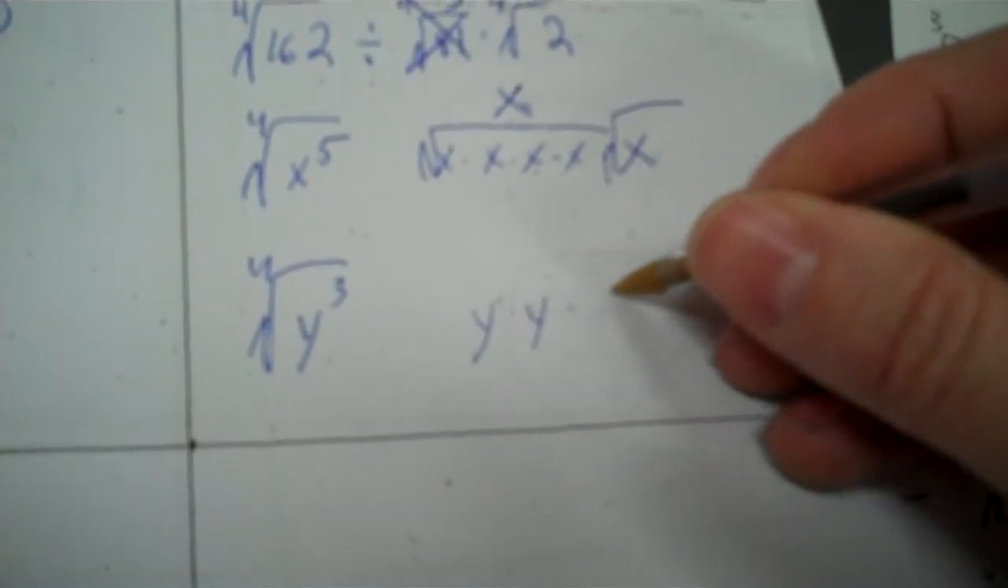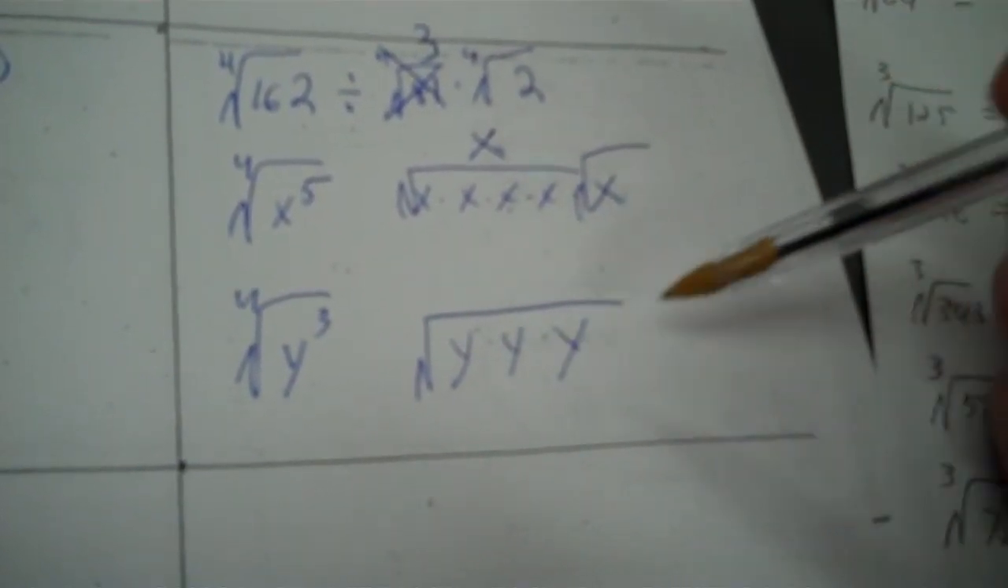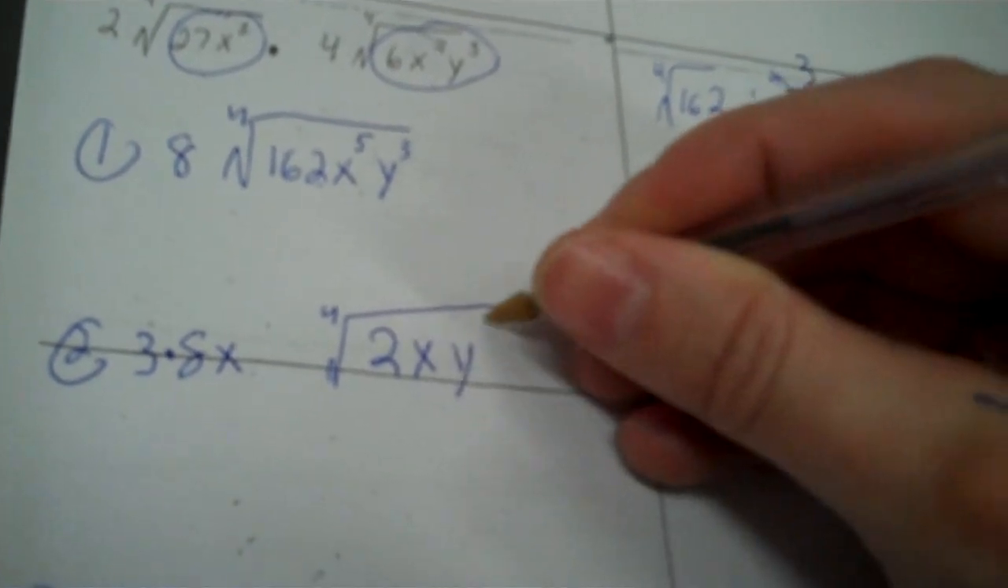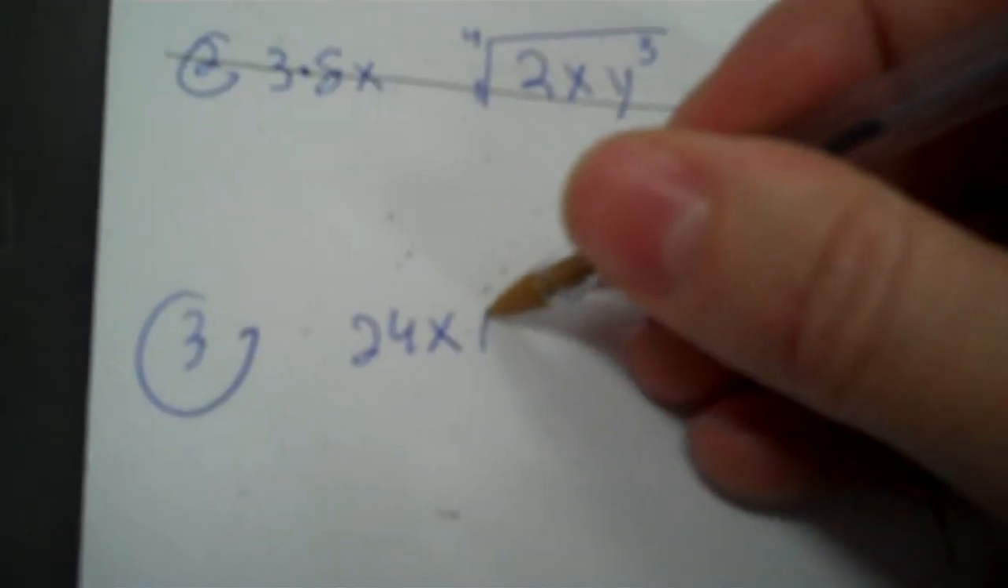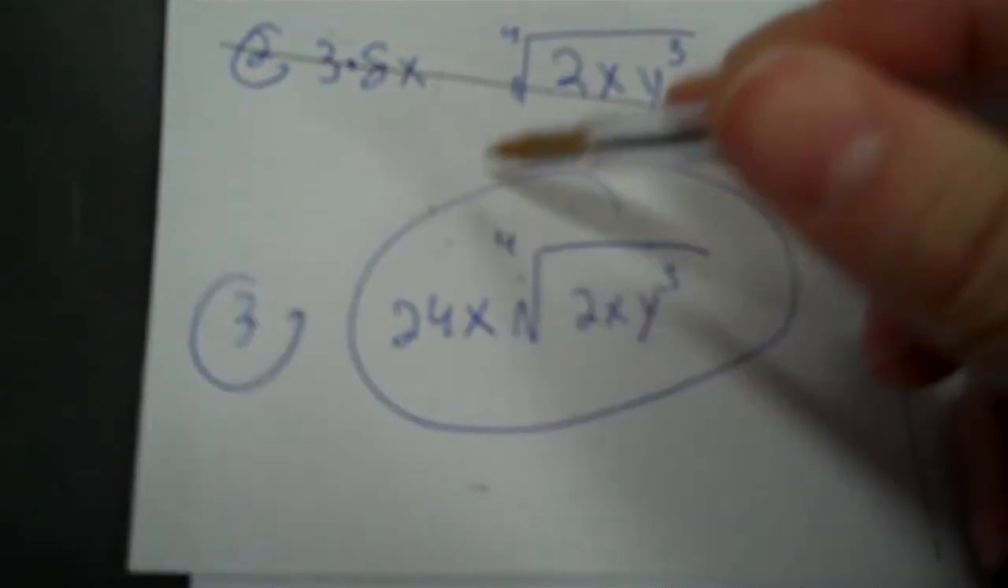Now let's talk about this one, y to the third. Try to do 4 of them at a time, but you can't. So you just put a root, and you're not going to bring anything to the top because there's got to be 4 of them. So you're not going to have any y's outside because you didn't bring any to the top. You have 3 y's inside. So it's y to the third. Okay, and then you need to do step 3 because we have a 3 times an 8. So 24x, and then the fourth root, 2xy to the third.